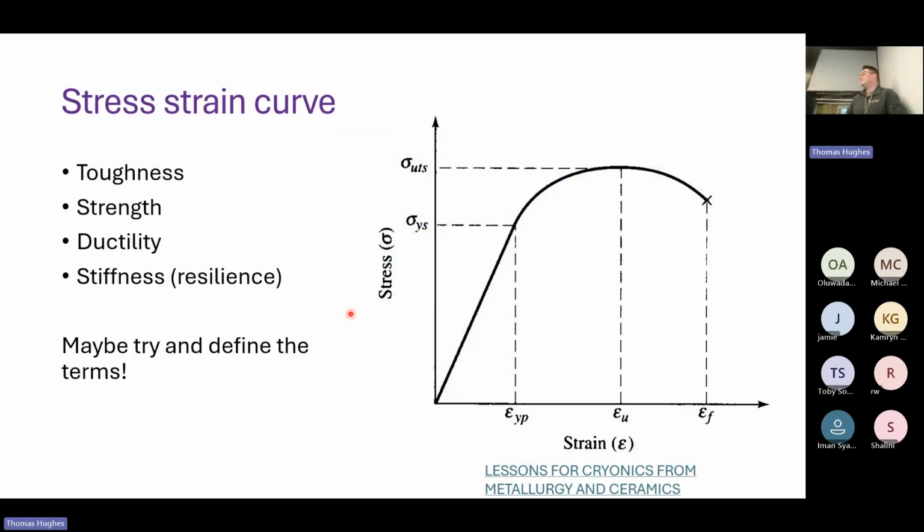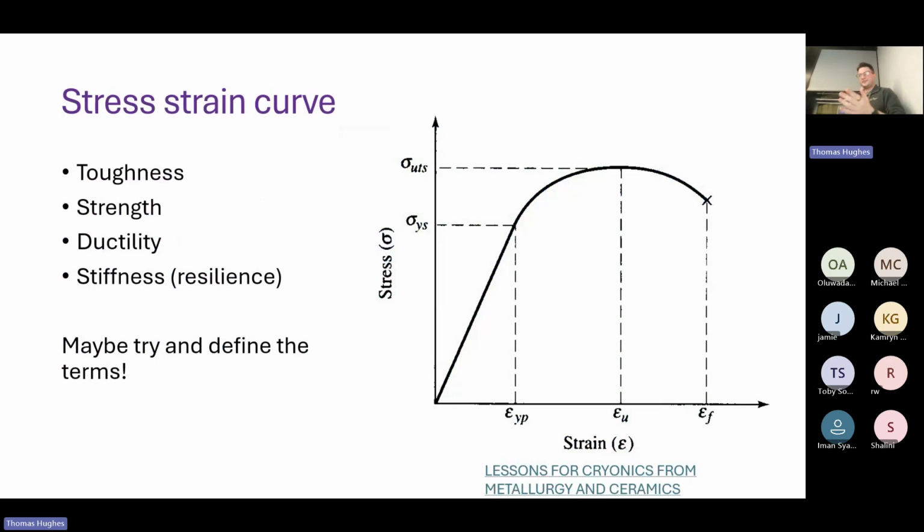What is ductility? Oh, we should know what ductility is. No? What on this graph shows ductility? Yeah, the overall strain. What about strength? What on this graph shows the strength of the material? It's the height. It's how much it goes up.